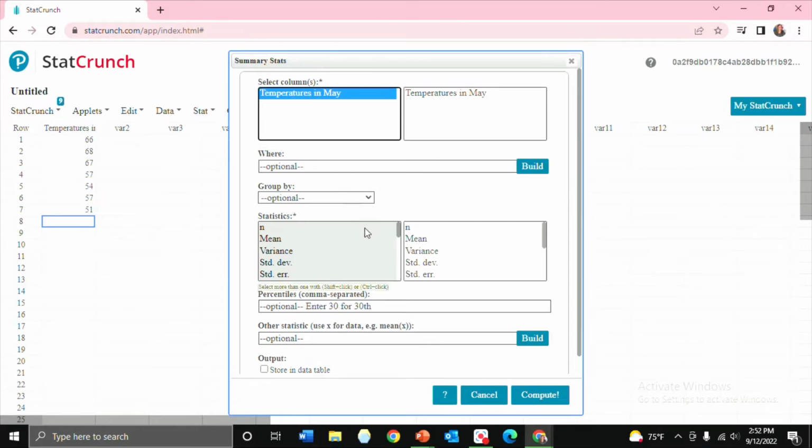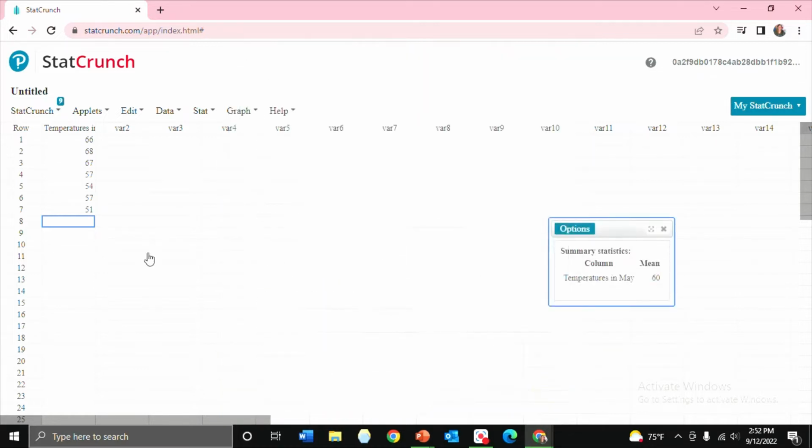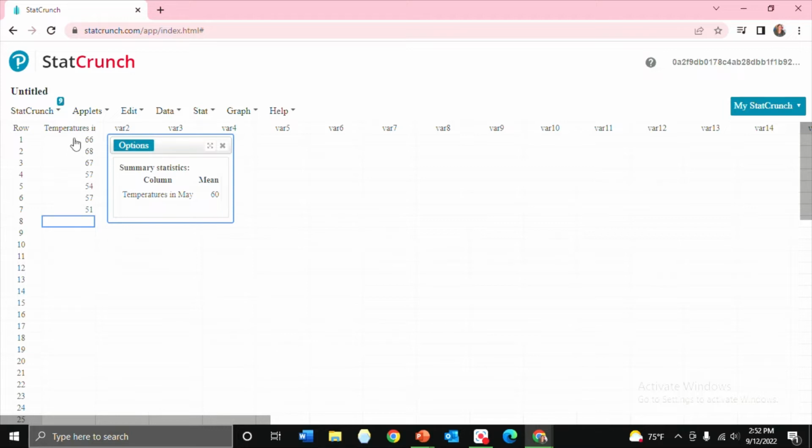You always need to select a variable. That's very important. So if we want to know the mean, the average temperature for the month, we just click mean and compute, and there it is. If we were to go through by hand and add up 66 plus 68 plus 67 plus 57 plus 54 plus 57 plus 51, and then divide by 7, which is our sample size here, we would get 60 degrees. So the average temperature in May was 60 degrees.